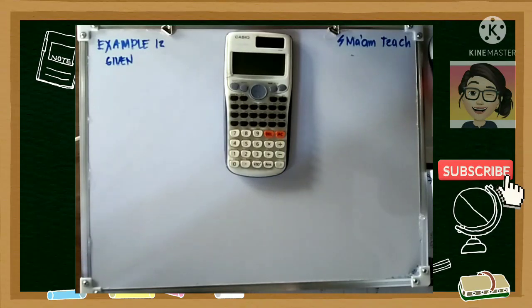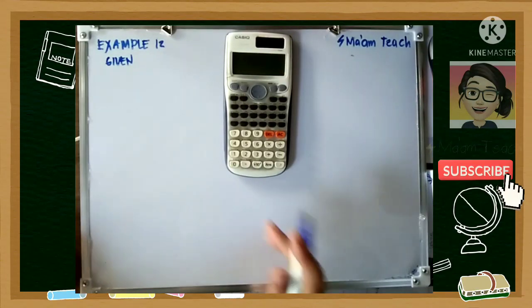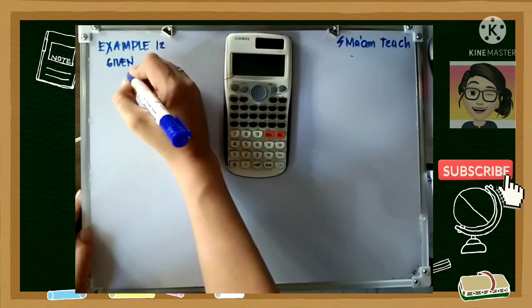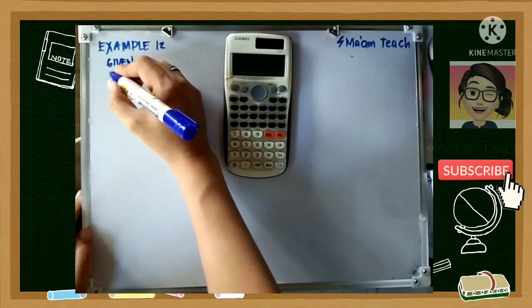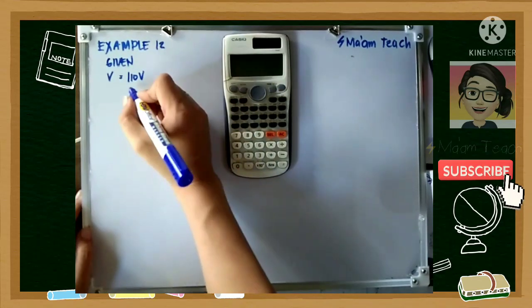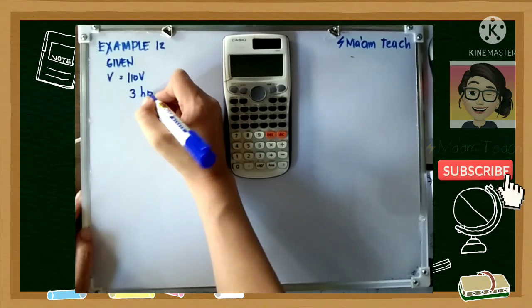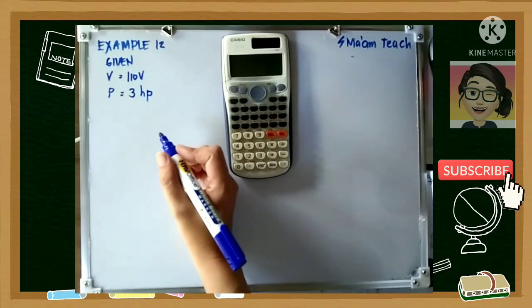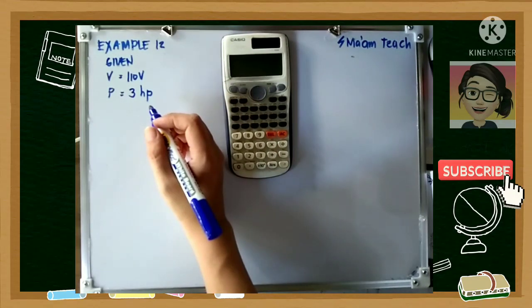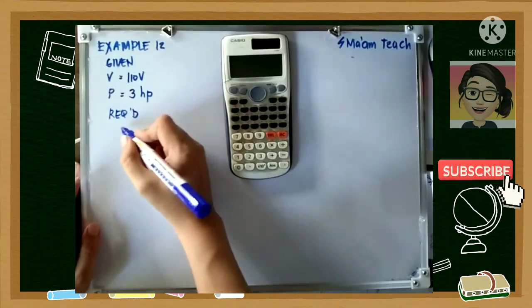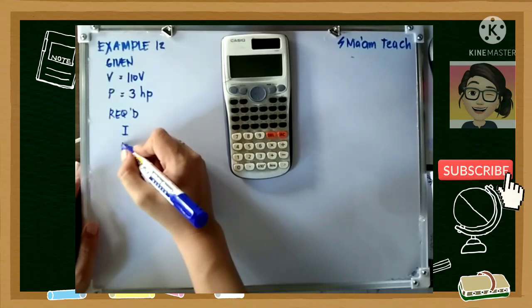Okay, so we are now on example number 12. We are given here an electric furnace operating at 110 volts. So obviously this is our voltage, which requires 3 HP. Take note, class, that HP or horsepower is a unit of power. Now we are to calculate the current passing through and the resistance of the furnace. Okay, so we have two unknowns, which are the current and the resistance.